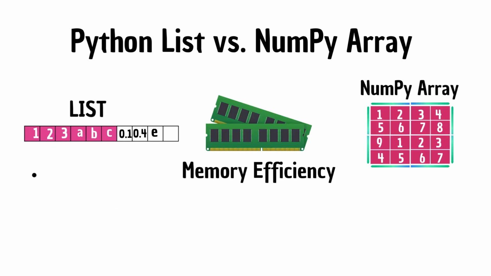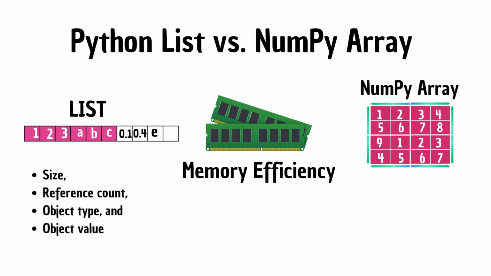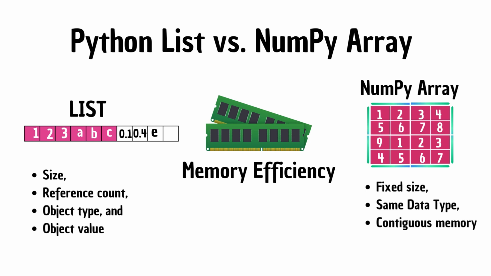Memory efficiency. Python lists store size, reference count, object type, and object value, which increases memory overhead and slows down operations due to dynamic type checking and memory allocation for each element. Conversely, NumPy arrays are fixed size and require all elements to be of the same data type, making them more memory efficient and faster for numerical operations due to contiguous memory blocks and optimized C libraries.